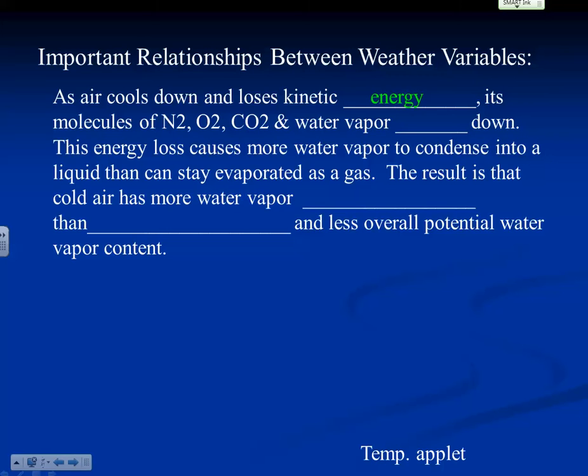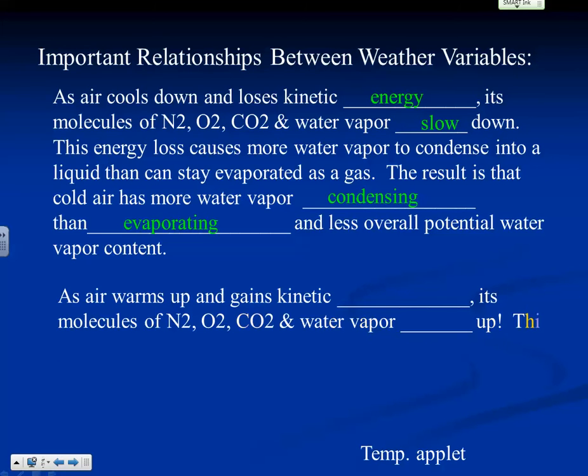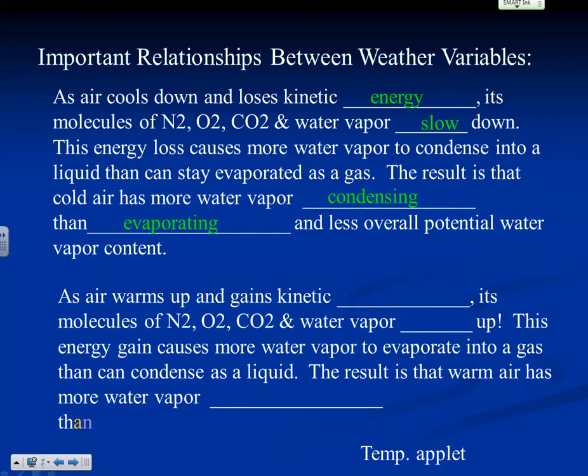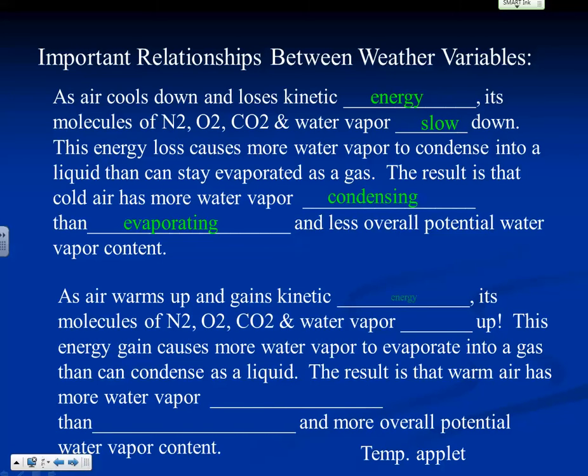So as air cools down, we know it loses some of its kinetic energy, and those molecules of N2, which is nitrogen, O2, oxygen, CO2, carbon dioxide, and water vapor, they slow down. This energy loss causes more water vapor to condense. Remember, with less energy, it condenses into a liquid rather than staying evaporated as a gas. The end result is that cold air has more water vapor condensing than evaporating, and therefore it has less overall potential water vapor content in the air. So it's less possible for the water vapor to be in the air as it cools down than when air is warmer. And let's go through the opposite here.